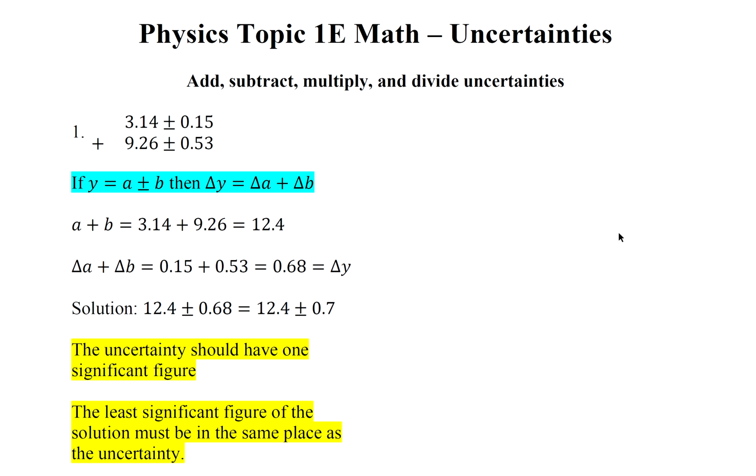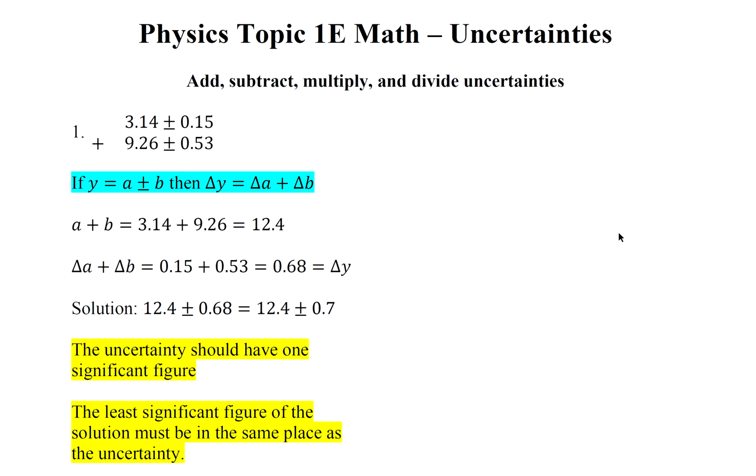0.15 is the uncertainty. So the value that we measure could be 3.14 plus 0.15 greater or 0.15 less. And we're going to add it to 9.26 plus or minus 0.53. So that measurement of 9.26, it could actually be 0.53 greater or 0.53 less.